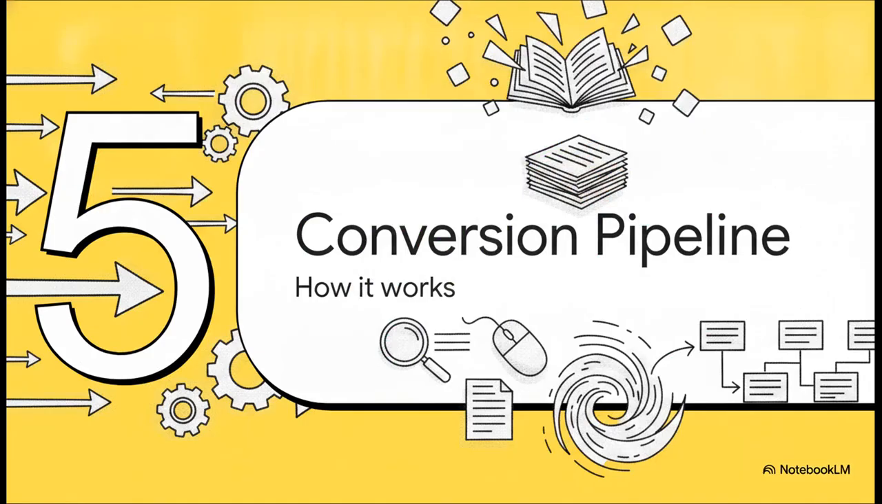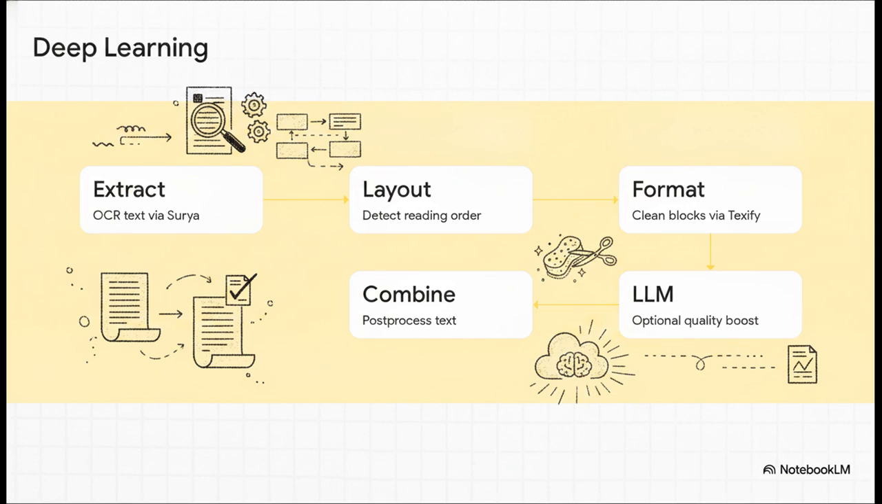All right, final section, part 5. Inside the conversion pipeline. So, how is it actually pulling off these crazy speeds and high accuracy scores? Well, Marker takes this massive problem and chops it down into a really smart 5-step deep learning pipeline. Step 1, it extracts the text, and it only runs OCR via a model called Surya if it actually has to. Step 2, it detects the page layout and figures out the correct reading order, again, using Surya.